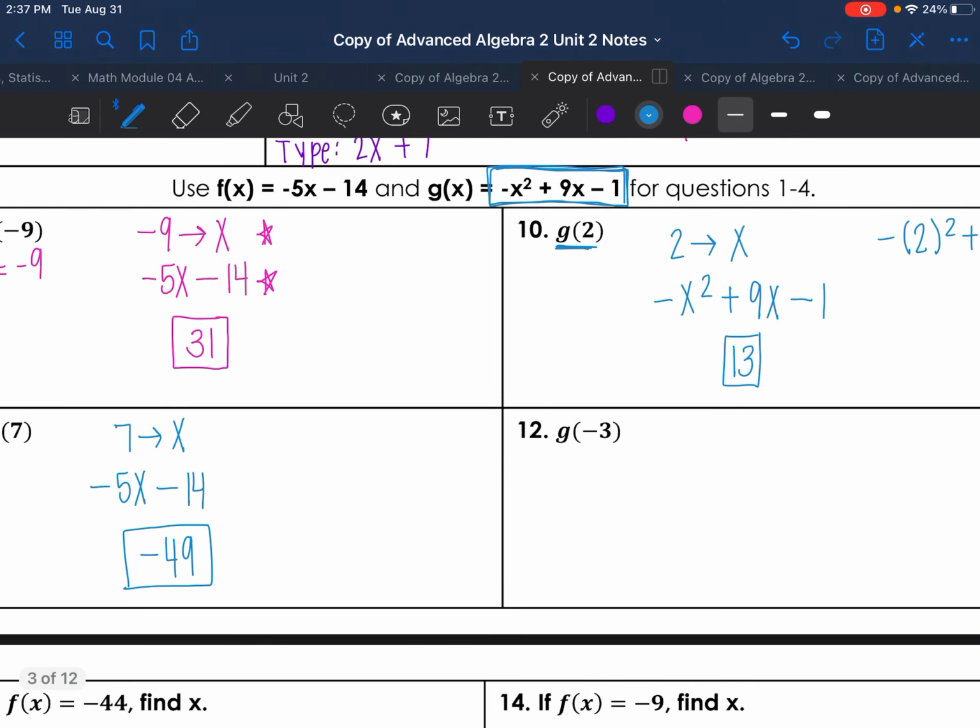Number 12, you should have typed negative 3 store x and then negative x squared plus 9x minus 1. Hit enter, and it would give you negative 37. If you did not get any of those answers, first off, look back at your calculator and see if you typed it incorrectly. And if you're still having trouble, please email me and I'll help you.